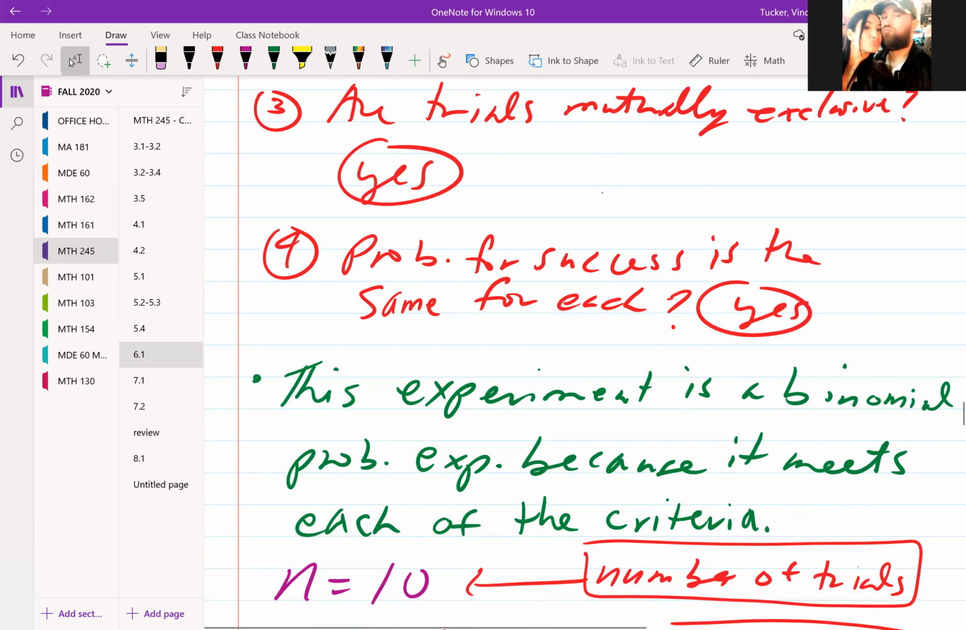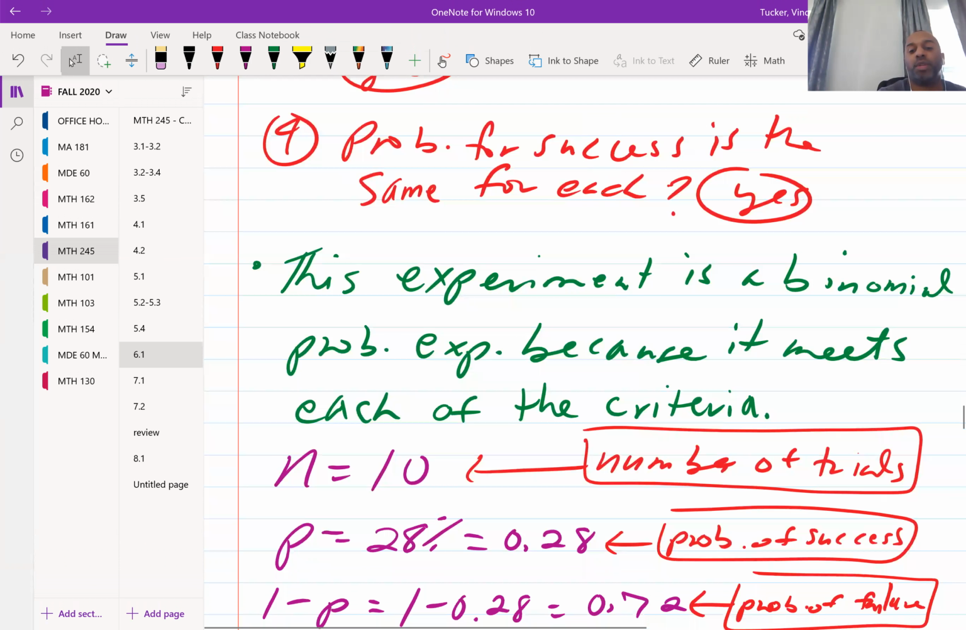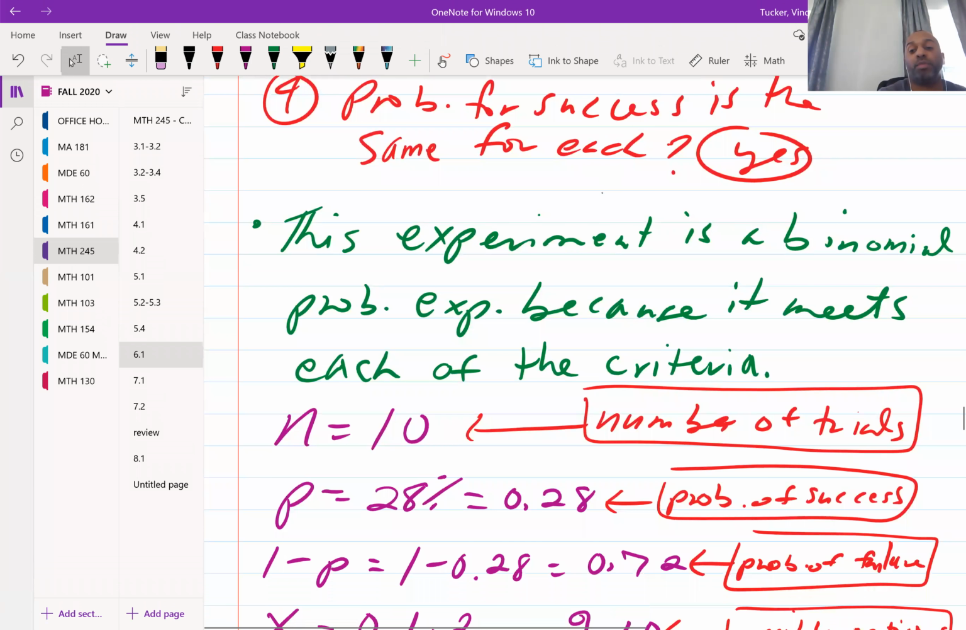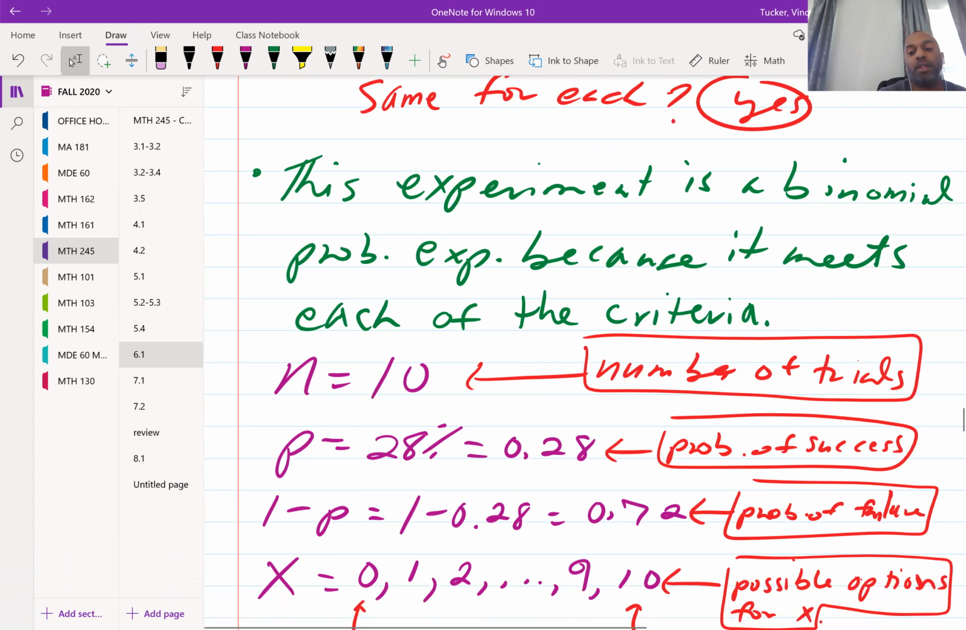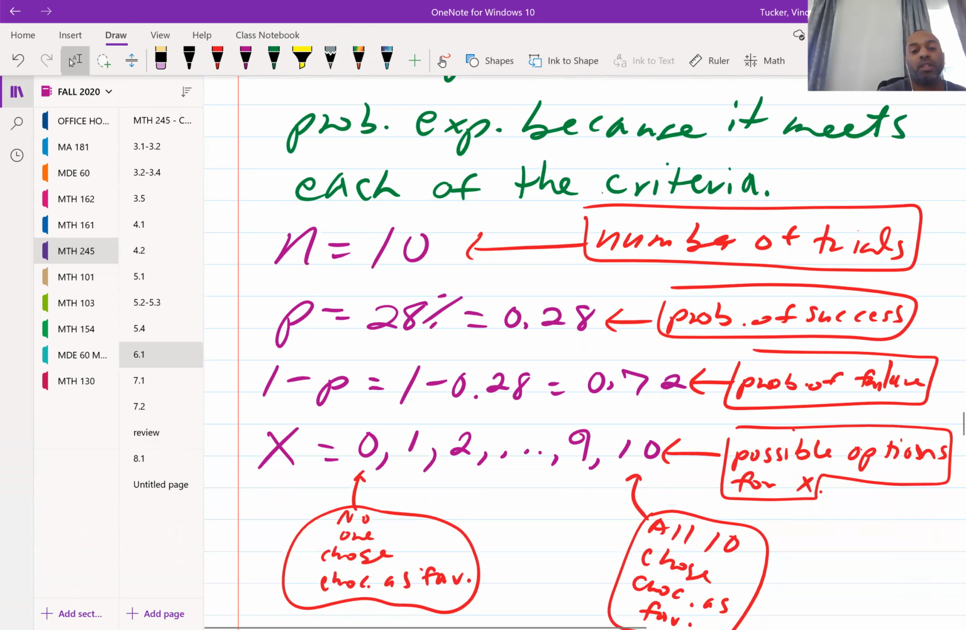All right. So number of trials, 10. Probability of success, 28%. Probability of failure means that would be 72%. And then the possible options for X. 0 to 10. So 0 means that out of your sample size of 10, none of them chose chocolate as their favorite. If x is equal to 10, that means everybody in that sample size of 10 chose chocolate as their favorite.